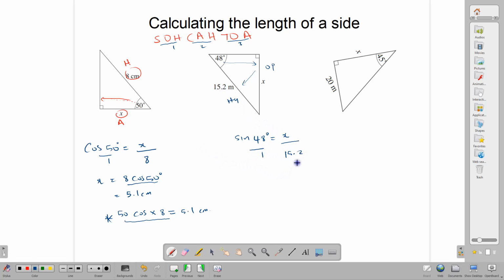Similar situation here, do a cross multiplication. So we have 15.2 multiplied by sine 48, and that should give us x. Type that into your calculator: 15.2 times the sine of 48, and that should give you 11.3 meters.